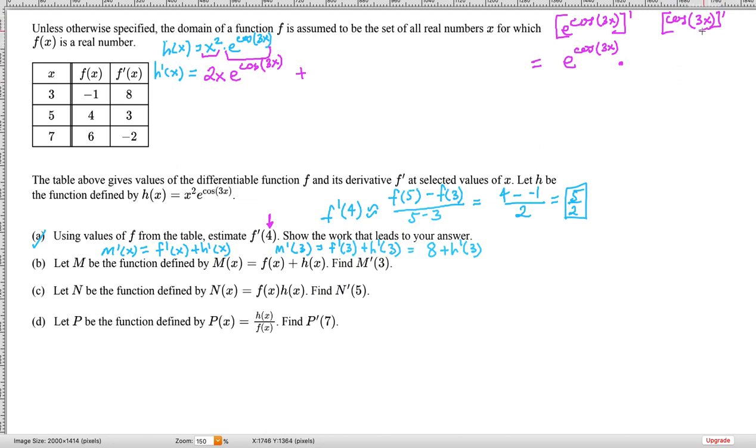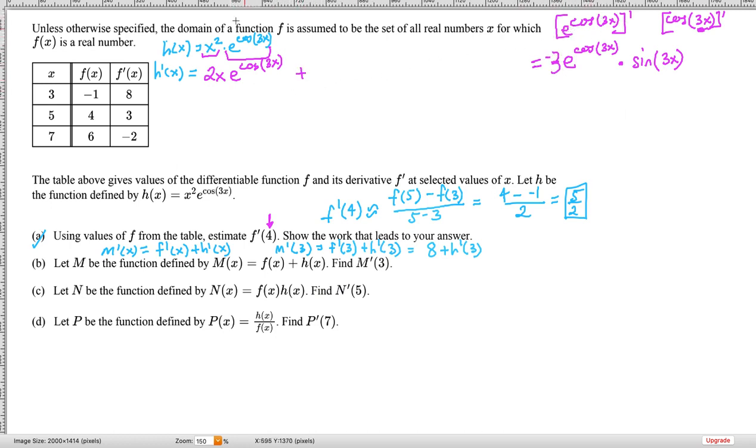And you need to realize that this is like u, and the derivative of cosine u is negative sine u times the derivative of u. So it's negative sine 3x times the derivative of that u value. The u value is 3x, so the derivative of that is 3. I'm going to put it in the front and make this negative. And then that's this entire derivative here.